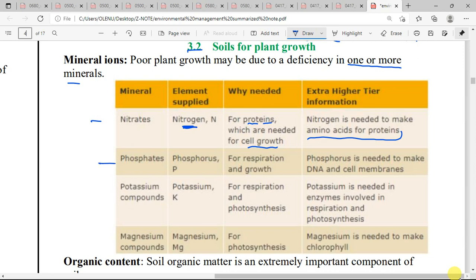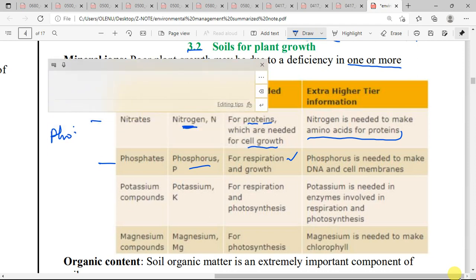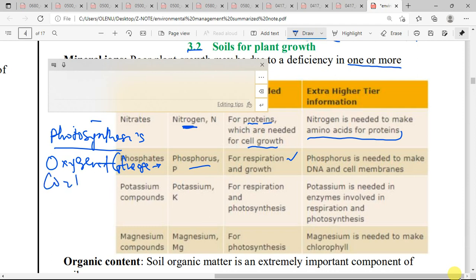So phosphate: the major element is phosphorus, and phosphorus is needed for respiration, because just as plants photosynthesize, they also respire. That means they also make use of oxygen plus glucose to make carbon dioxide, water, and energy, because they need energy also for their own growth and development.